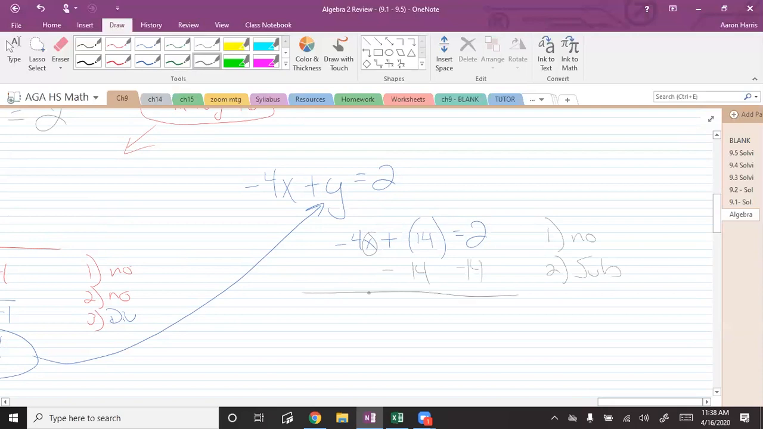So what comes down? Negative 4x equals what? Come on, people. Y'all can do this. Let's go. 2 minus 14 is negative 12. Step 3, what do I do? Divide by negative 4. X is equal to what? 3.